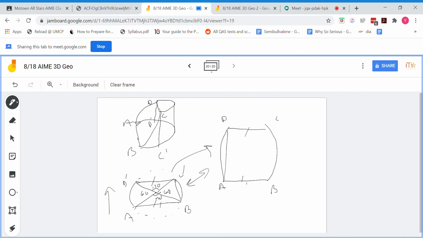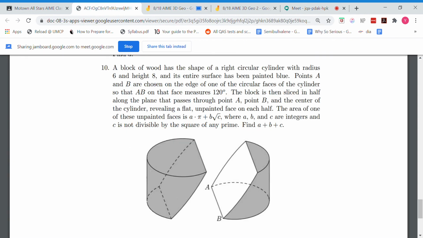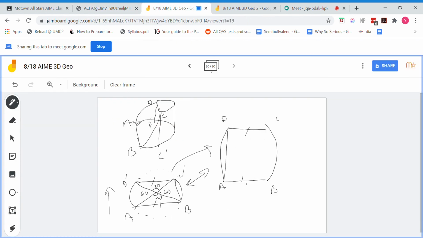The radius, we're told, is 6. So this is 6, this is 6. So we can calculate the area of this sector, right? So we can calculate AB, C prime, D prime. And to calculate the area of ABCD, now all we need is the scaling factor. So we just need the length AD to AD prime.